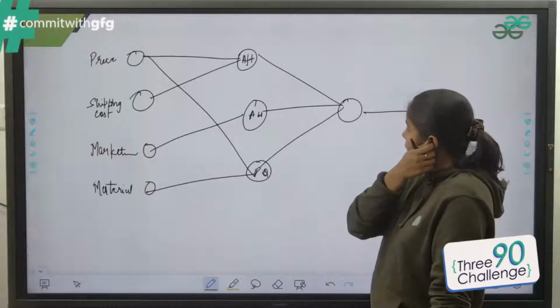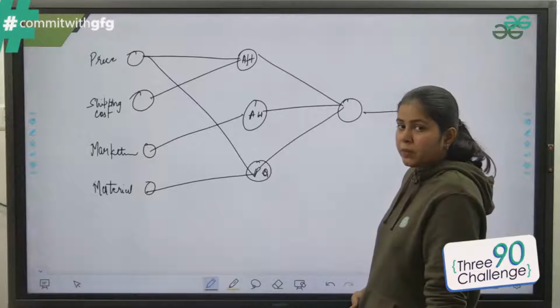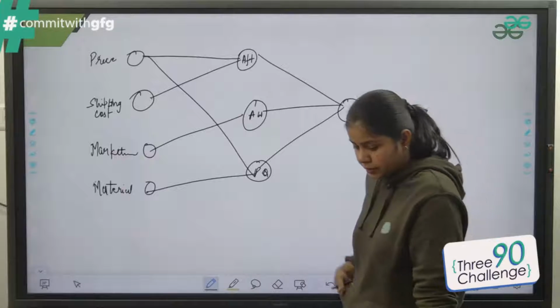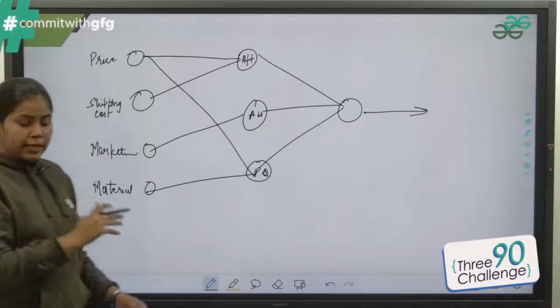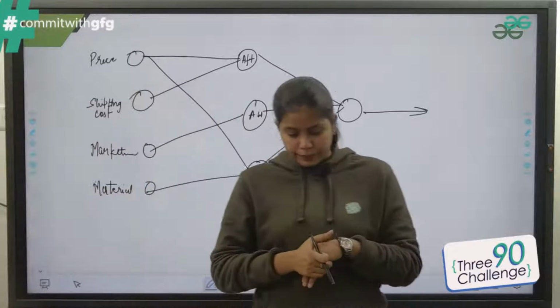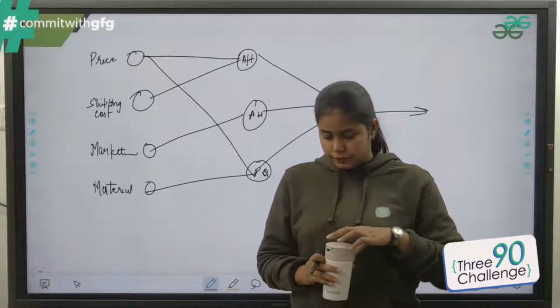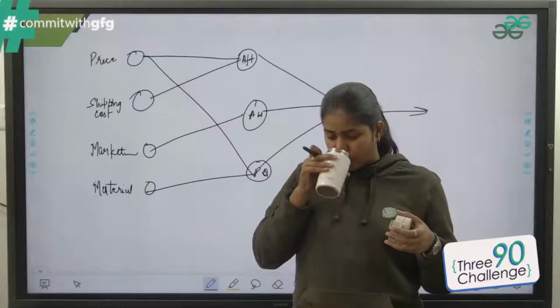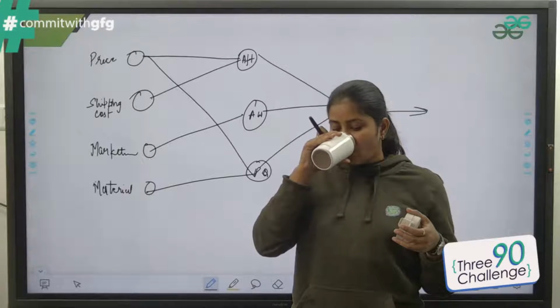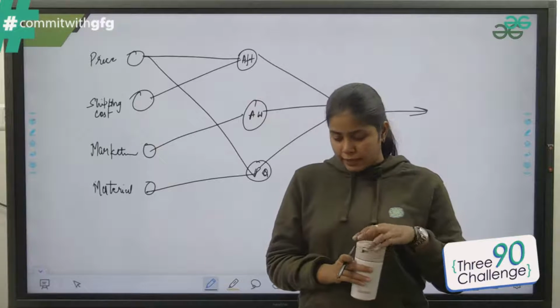How many trainable parameters do I have here, guys? Here we have 8. Okay. Anyone else, guys? Okay, Rajveer is saying 9.